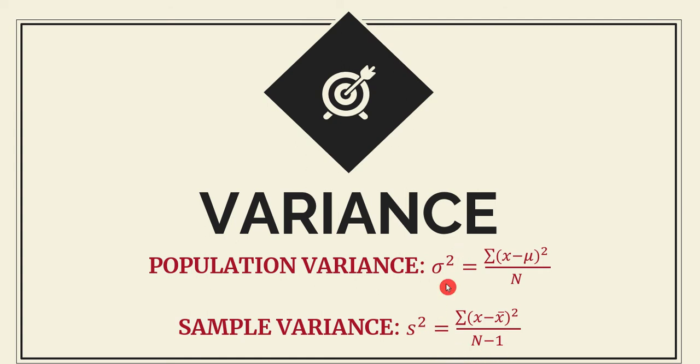The differences between the two are, first, the symbol used. In population variance, we're using sigma squared, while in sample variance, we're using s squared. Another symbol used is for the mean. For the population variance, it's mu, while for the sample variance, it's x bar. And lastly, the difference on the denominator side, since in population variance, it's only n, while in sample variance, it's n minus 1.